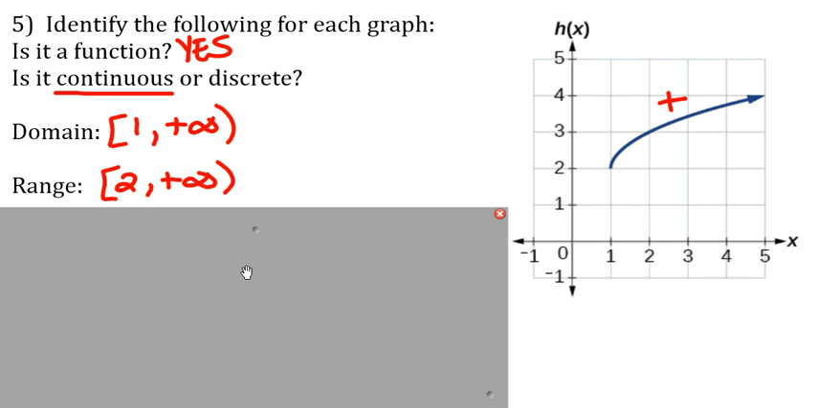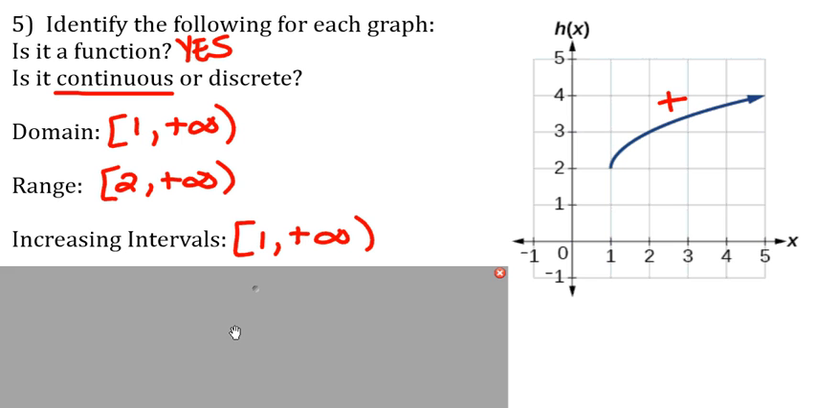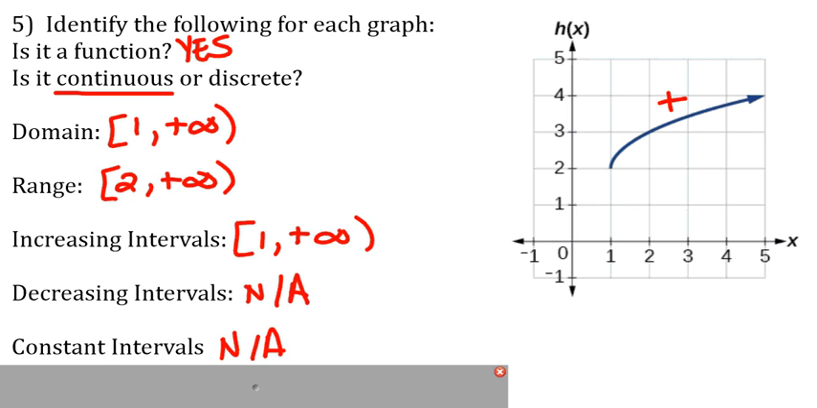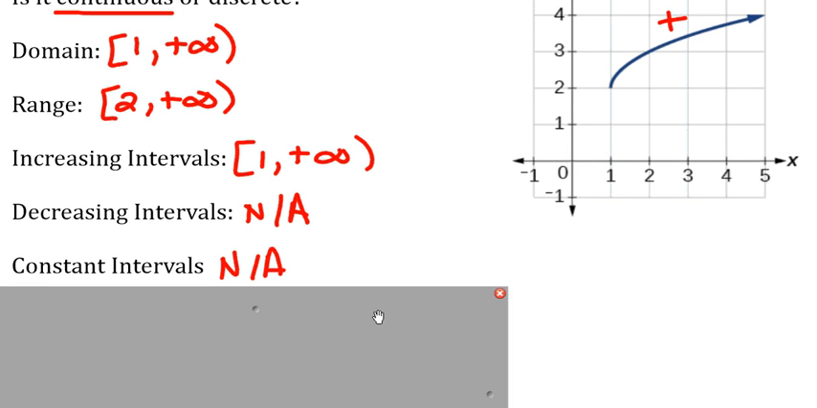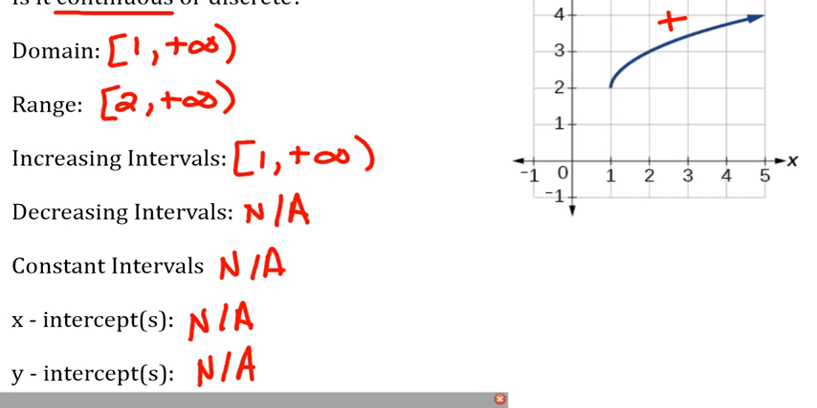Increasing interval should match our domain. No decreasing, no constants. X-intercepts, we don't have a place crossing the x-axis. Same thing for the y-intercept, so they do not apply for these, so not applicable.